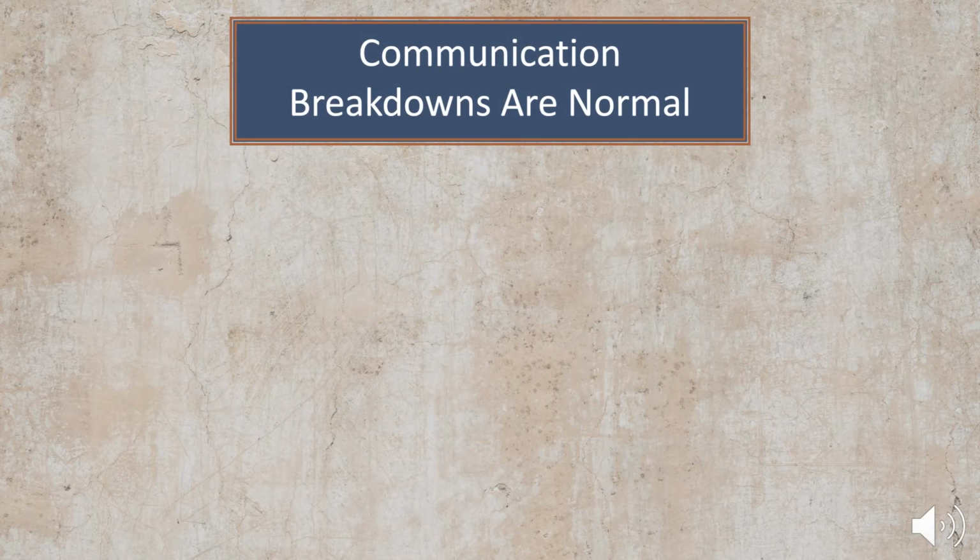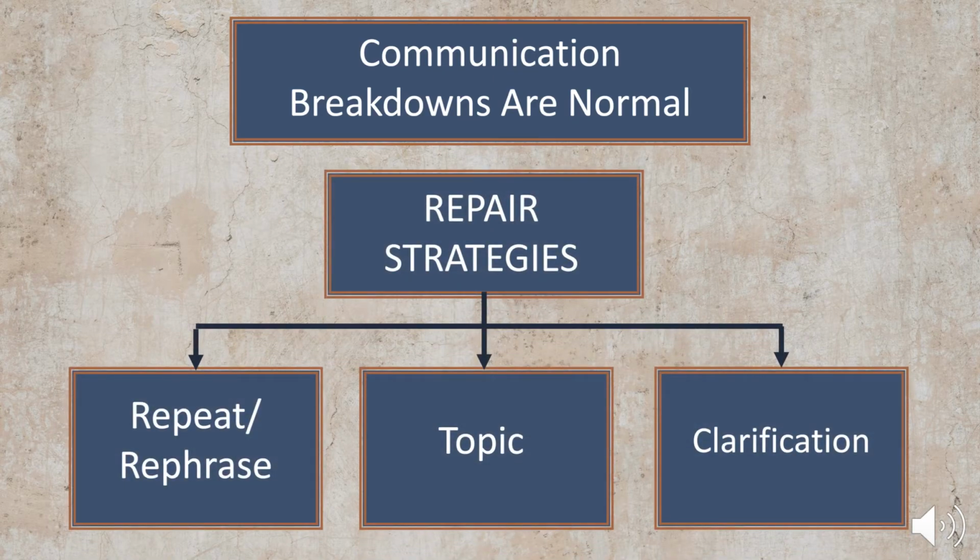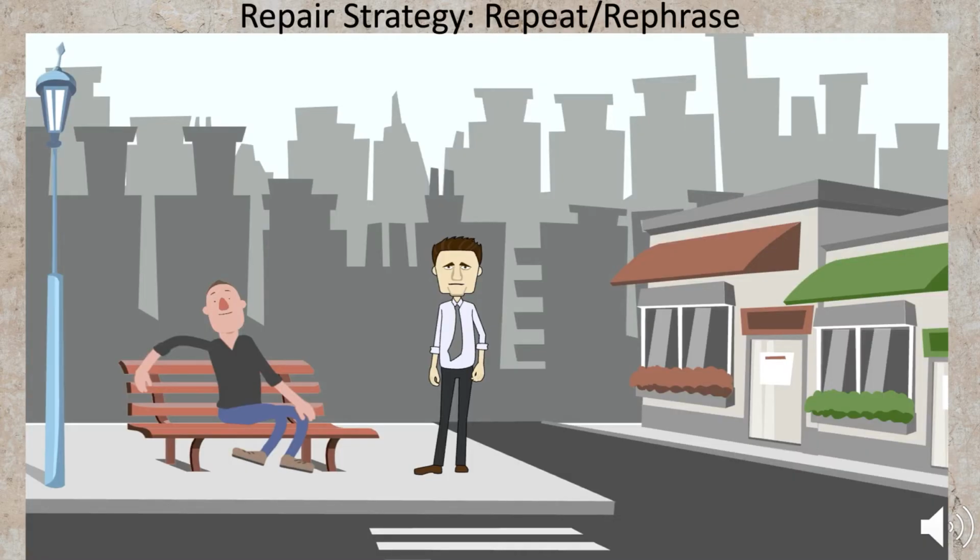Even with the strategies we've talked about above, there will still be breakdowns in conversation. This is normal. To help with those breakdowns, we're going to talk about repair strategies. Repair strategies are tactics that can be used by listeners in conversation to fix a breakdown in communication. Our first repair strategy we're going to discuss is asking for repetition.